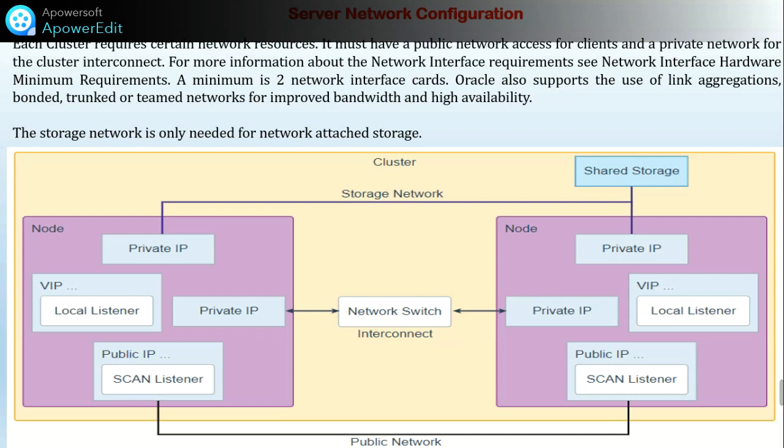Here is a diagram of the cluster and its configuration, network configuration like shared storage, and node 1 and node 2. So how many IPs? Private IP, VIP, local listener. The private IP is for the interconnect. Then the SCAN, public IP, VIP, and local listener.